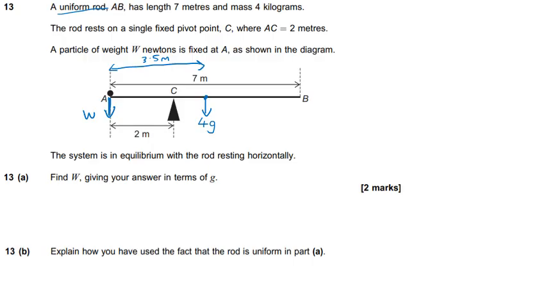And we know from the principle of moments that the sum of the clockwise moments acting around the pivot must be equal to the sum of the anti-clockwise moments. So what we need to know is the distance of the weight of the rod from the pivot. So this must be 3.5 minus 2, which is 1.5 meters. So we can say 1.5 times 4g clockwise must be equal to 2 meters times w anti-clockwise. So w is equal to 1.5 times 4g over 2, which is 3g.